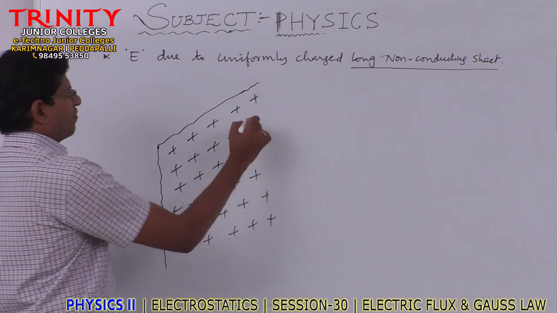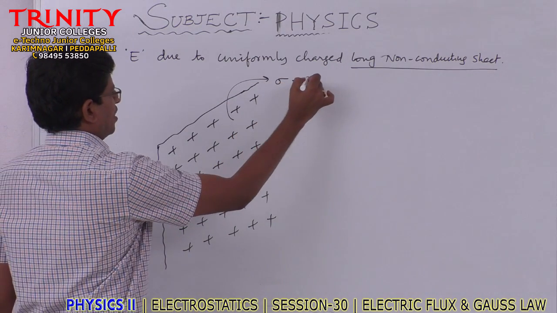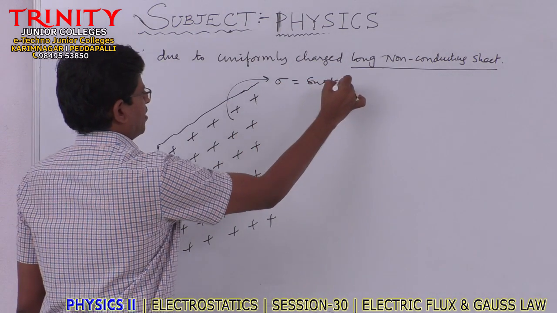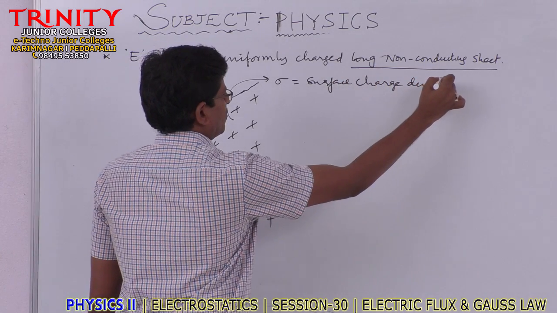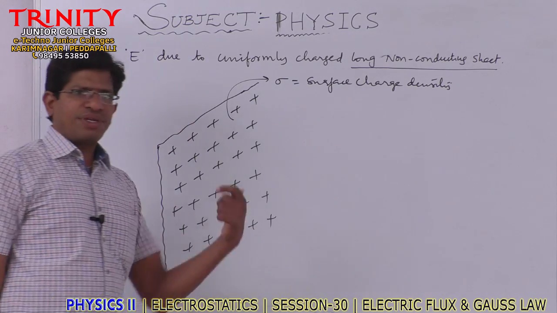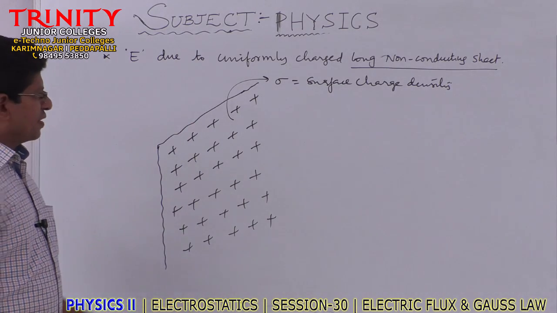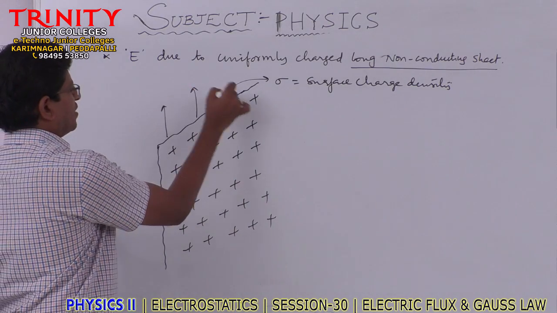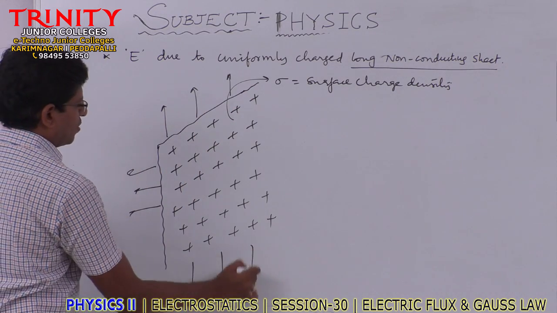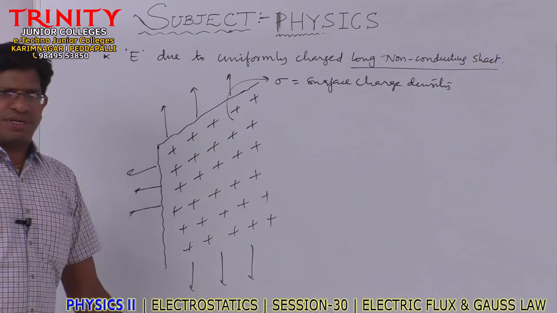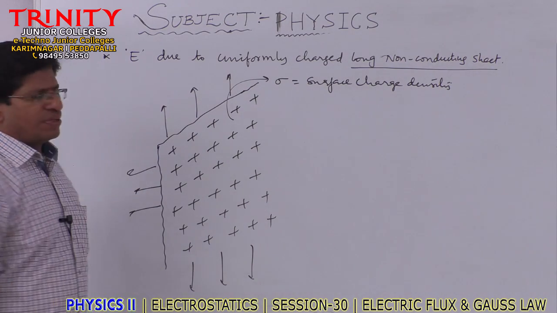So immediately you define one thing, that is sigma. What is sigma? Surface charge density, that is, charge per unit area of the sheet. This is very long, meaning it extends in this direction and also in that direction. A little portion of that is shown here. It is a much larger sheet.